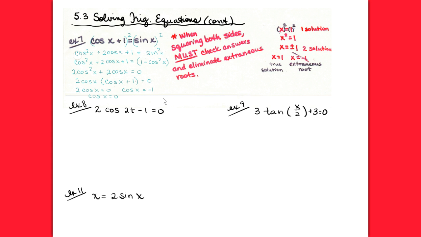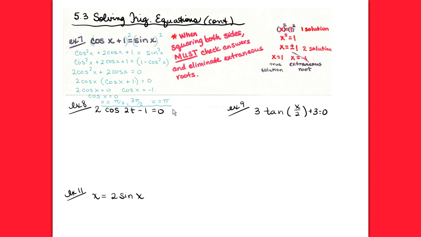So if I want to figure out where cosine is equal to 0, that's going to be at pi over 2 and 3 pi over 2. And where cosine is equal to negative 1, that's going to be at pi.